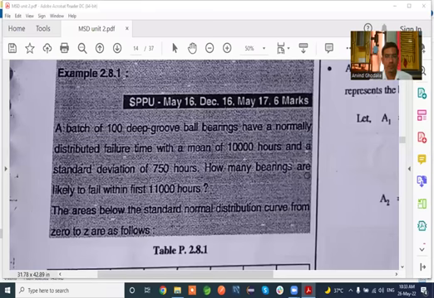Now we will solve another problem. A batch of 100 deep groove ball bearings has a normally distributed failure time with a mean of 10,000 hours and a standard deviation of 750 hours. How many bearings are likely to fail within the first 11,000 hours? The batch size of 100 deep groove ball bearings is given.